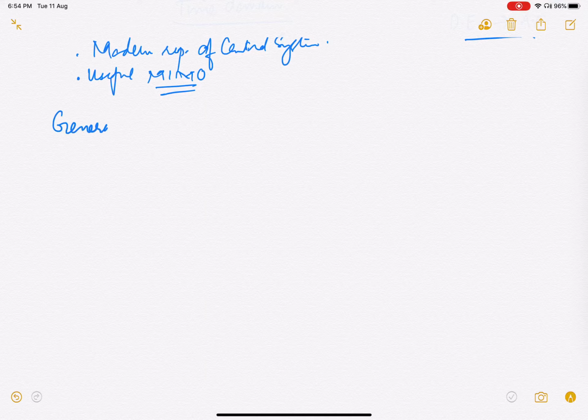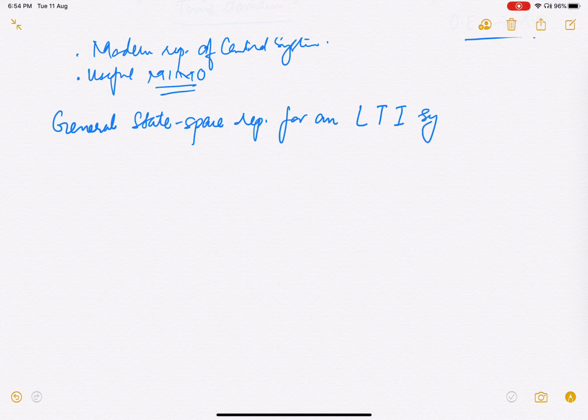So before I introduce how it is done, the general state space representation for an LTI system. Remember, we are talking about linear time invariant systems in this course. So the general state space representation for an LTI system would be like this. So x dot is equal to ax plus bu, y is equal to cx plus du. Now, these look to be simple equations, but they need a little explanation.